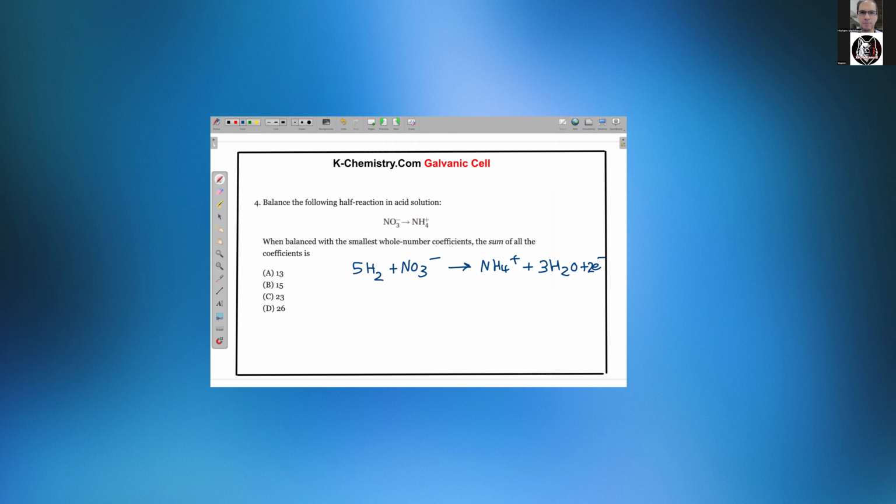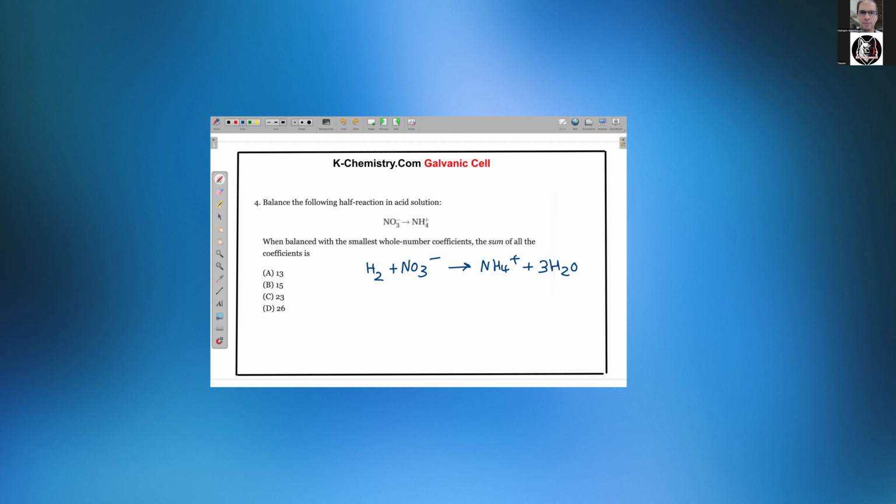Now let's try to find the total of the coefficients. So 5, 6, 7, 8, 9, 10, 11, 12. So it's coming as 12. Let me try to do it one more time. It is H plus, let me do it, I think.